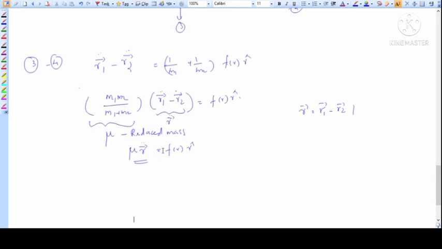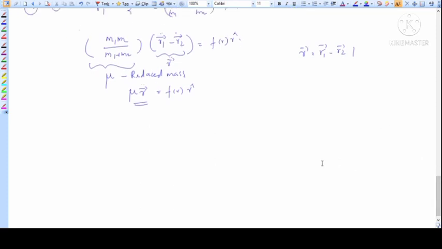So the problem now is to find r as a function of time. So here we have to find the vector r. Once we know r, we can easily find r1 and r2 by using the relation. So by solving this problem, you will get this r, and from r you can find r1 and r2. Next we will see how to find r1 and r2. Once you find r1 and r2, you can find the motion of m1 and m2 respectively.